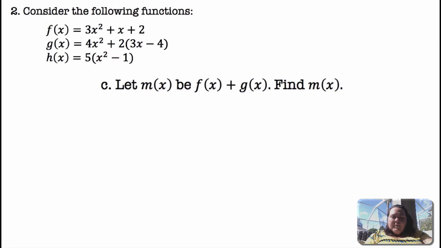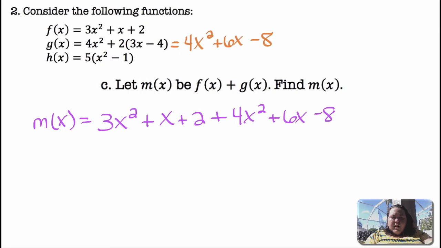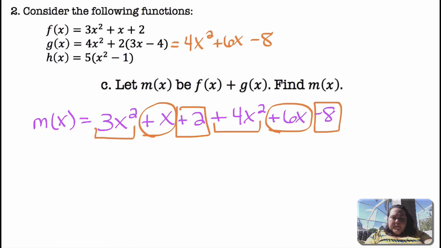Alright, C. Let m of x be f of x plus g of x. Find m of x. Okay, so I'm going to simplify g of x. So m of x equals f of x plus g of x. Now I'm distributing a positive, so none of my signs change. So I just wrote it all as is. Combine like terms. X squareds with x squareds, x's with x's, constants with constants. That gives me 7x squared plus 7x minus 6.